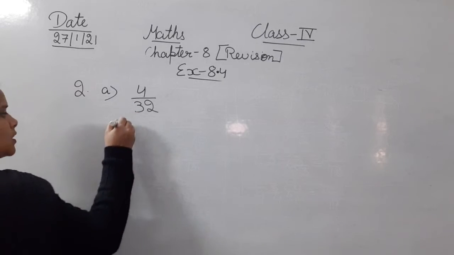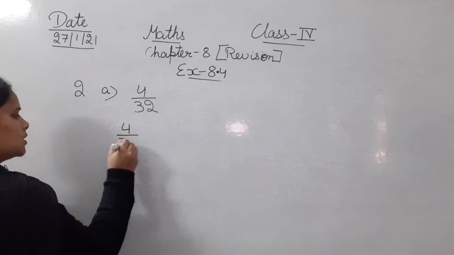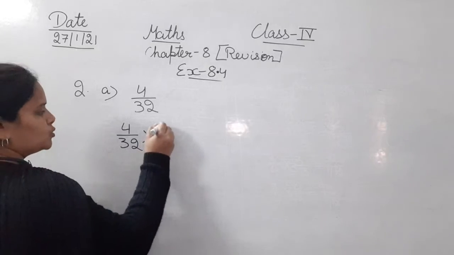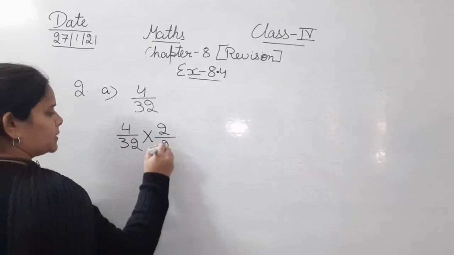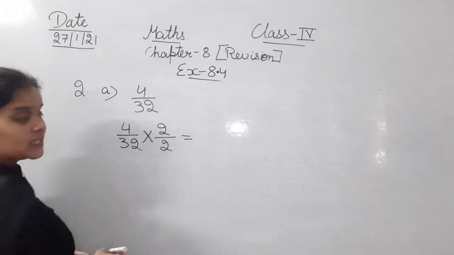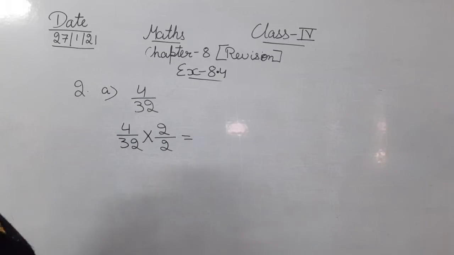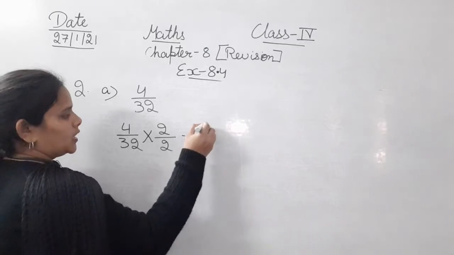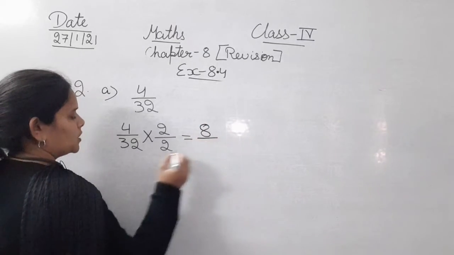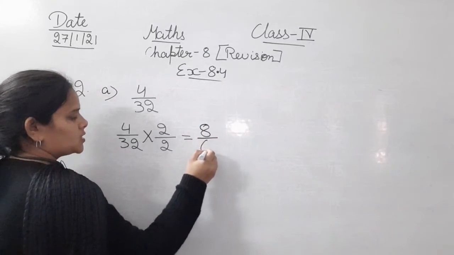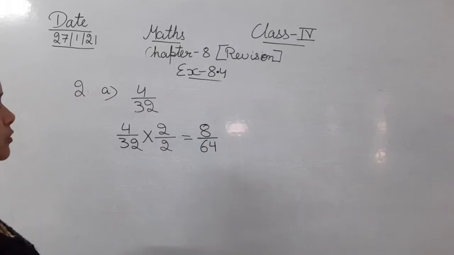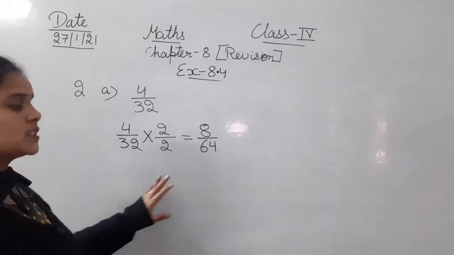Clear? So 4 upon 32 multiplied by 2. So let's multiply both numerator and denominator with 2. 4 2s are 8. 32 2s are 64. So 4 2s are 8, 32 2s are 64.